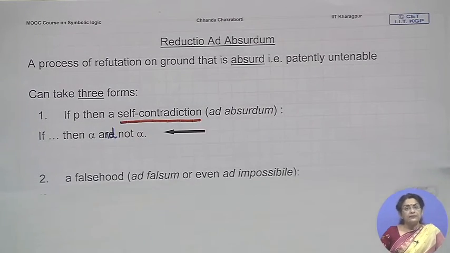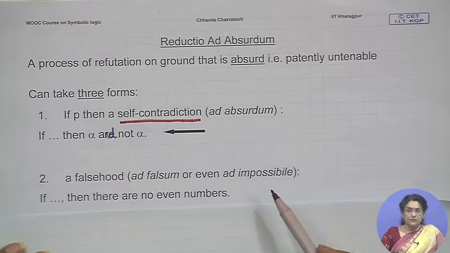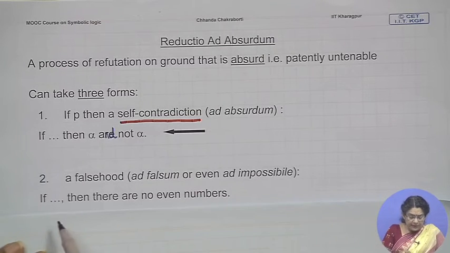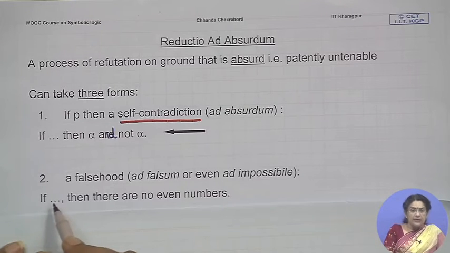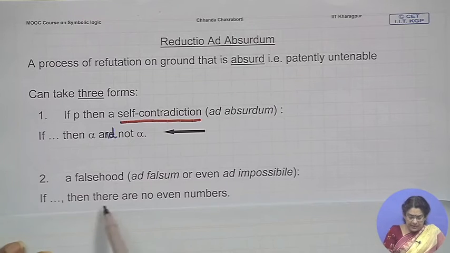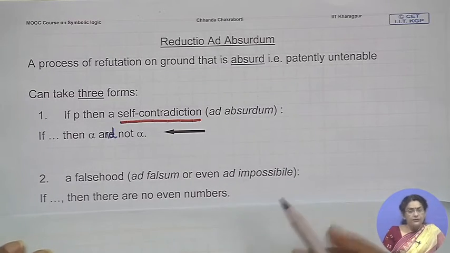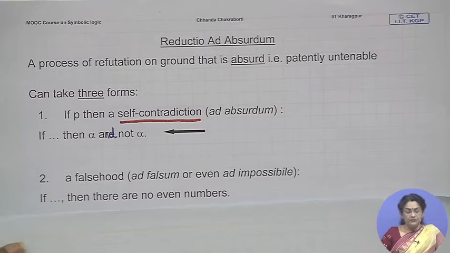There can be milder versions of absurdity also, for example, which is not self contradiction, but something that is widely known to be false, clearly false. For example, if P happens, then there are no even numbers. If P is assumed to be true, then something as obviously false as this statement follows, that there are no even numbers. That is not exactly a self contradiction of this form, but it is false nonetheless, right. So, this is also an absurdity according to the medieval logicians.